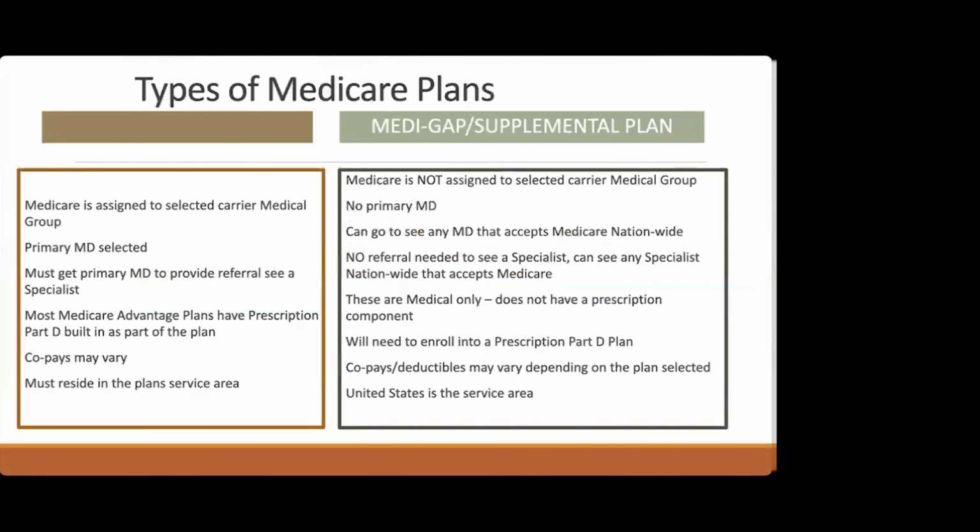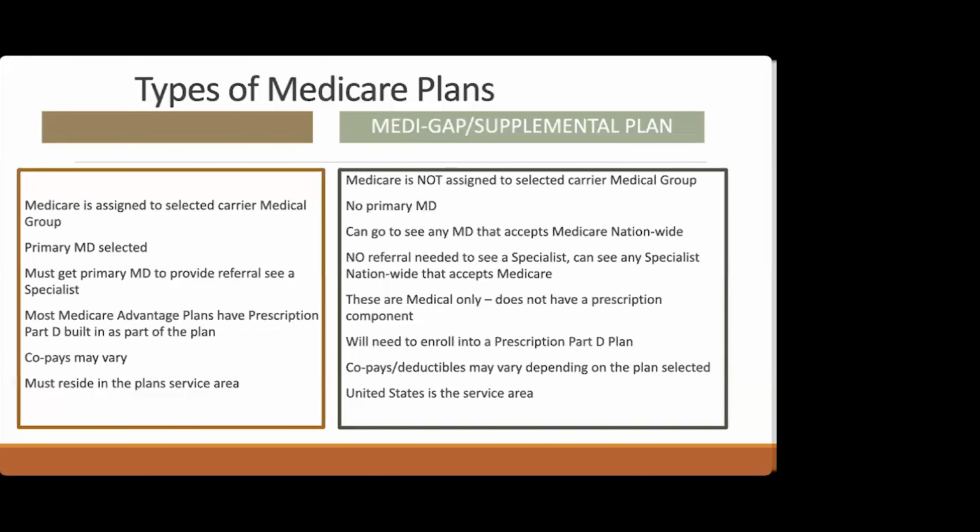Okay, so let's talk about the types of Medicare plans. And actually on this slide, in that brown colored box, it should say Medicare Advantage plan, because there's two types of plans, right? So on the right side, we have the Medigap and supplemental plan. And on the left side, these are Medicare Advantage plans.